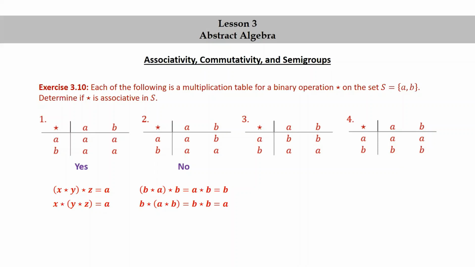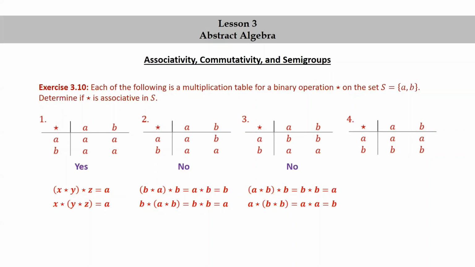For the third one, the answer is also no. Here's a counterexample. (A star B) star B is equal to A star A, which is equal to B, and A star (B star B) is equal to A star A, which is equal to B.